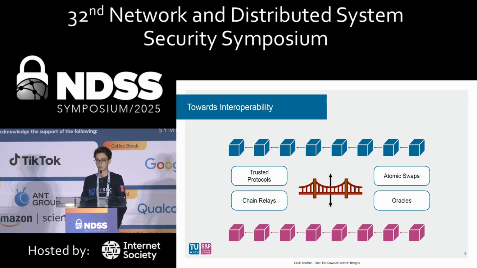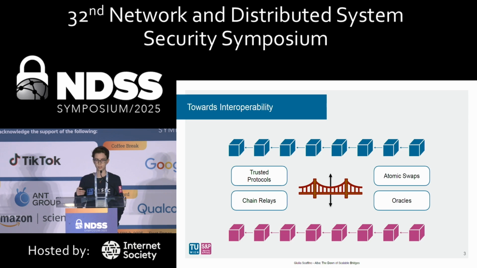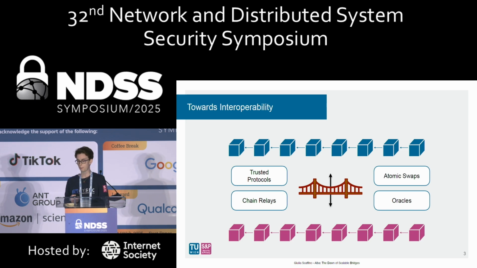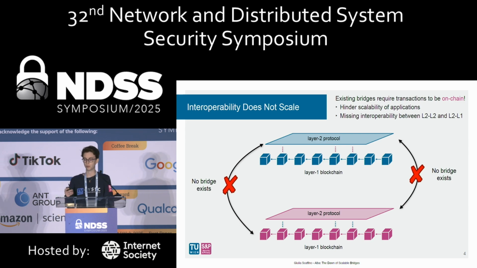The research community has also worked towards improving interoperability, and we now have many bridge protocols, trusted protocols, atomic swaps, oracles, chain relays, and although these are good protocols, they still have one limitation. The thing is that interoperability, as of now, does not scale. Existing bridges require transactions to be posted on-chain, and this hinders scalability of applications, but also prevents interoperability between two different layer 2 protocols or between a layer 2 protocol and a layer 1 which is not its native layer 1.